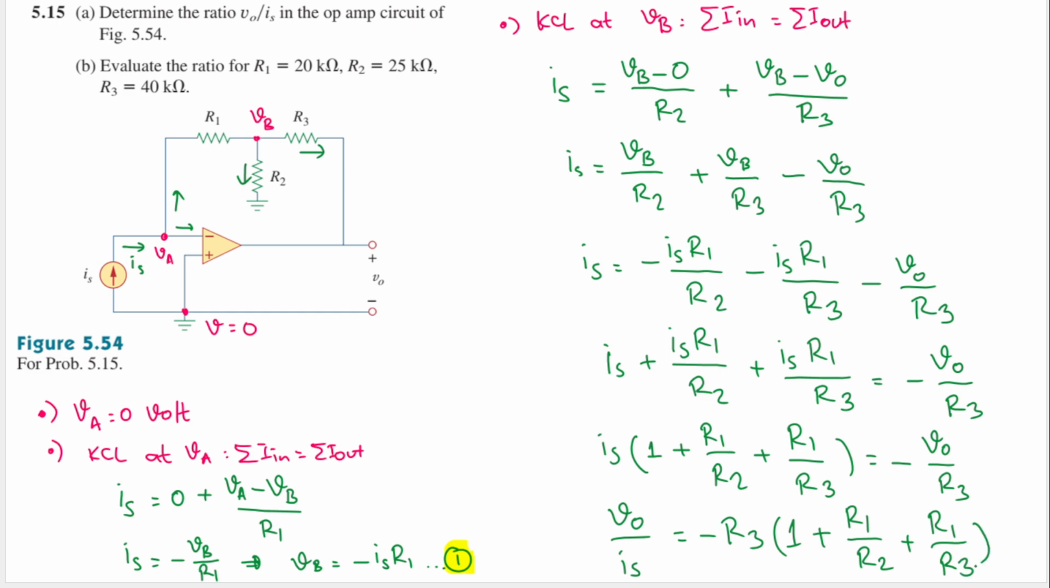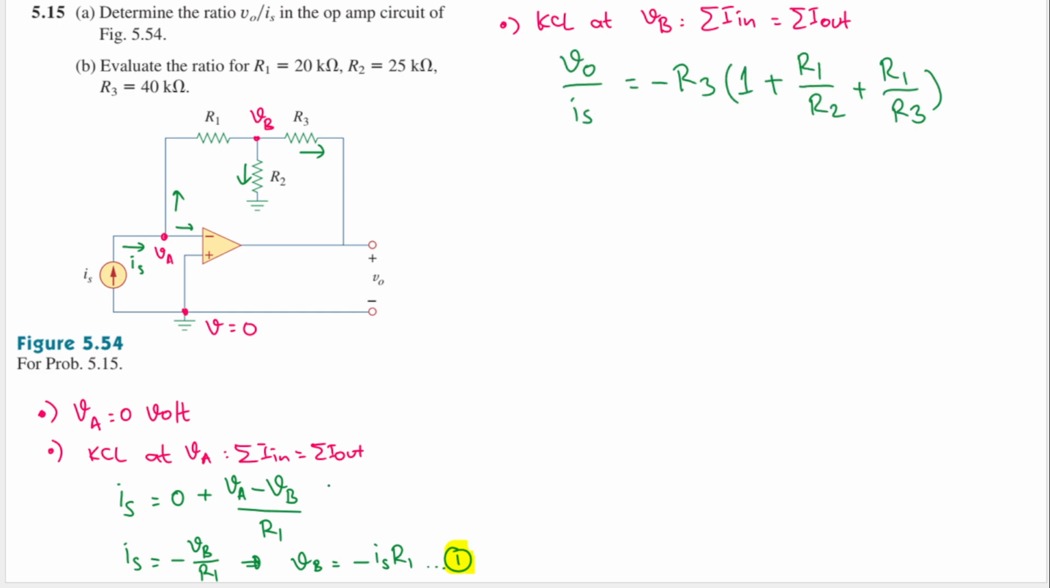Okay, our slide is full. Maybe let's clean up the board to simplify the calculation. Let's continue this. So we will have V0 over IS equal to, let's distribute this inside the R3. So I will have minus R3 plus R3, and R3 will cancel each other. So I will have minus R1, and then minus R1 multiplied by R3 divided by R2. And I think this is the answer for problem A.